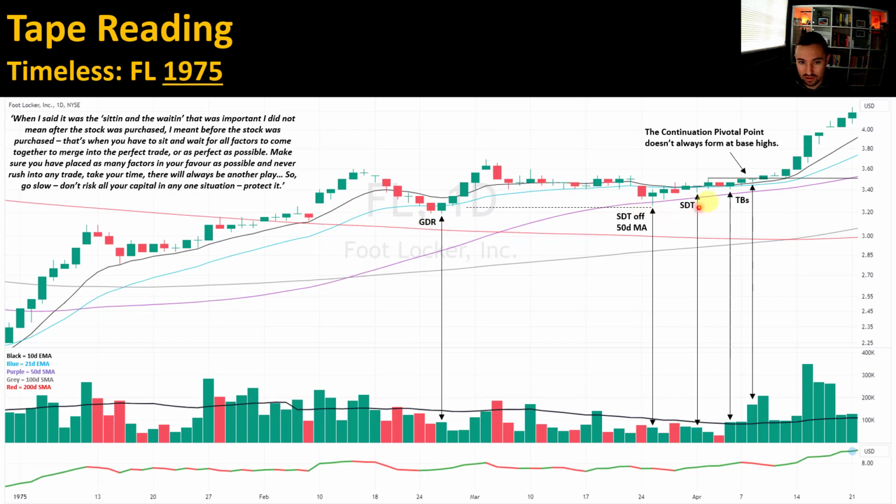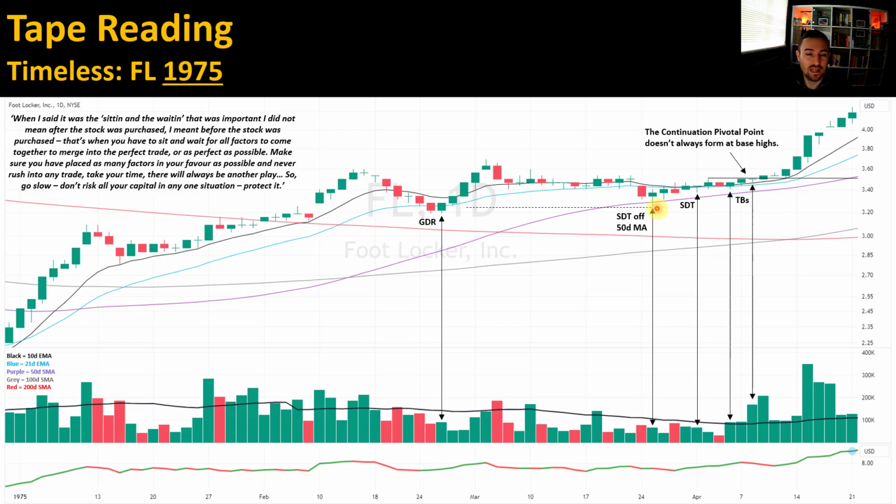One contraction, two contraction, tight in here. The volume generally dries up as well. The RS line holds up pretty well, albeit it would be even better if there were 52-week highs in this region. And then look at this shakeout demand tail. So why is it important? Why is the 21-day EMA important? Why is the 50-day moving average important as well? Because it's an area, a region, where you would like to see large operators stepping up and supporting the stock.